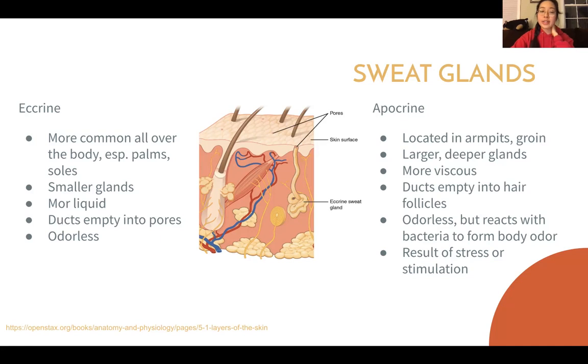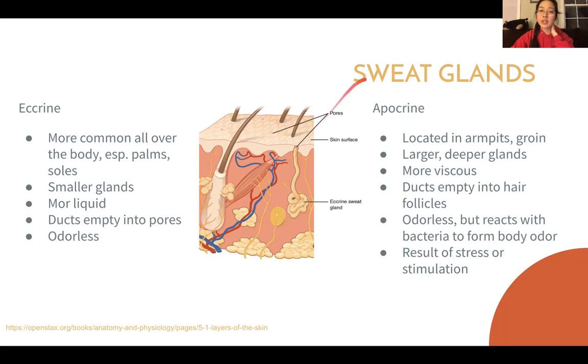Eccrine glands are smaller in comparison to apocrine glands. The secretion that they produce is more liquid. And I just noticed I have a typo there. I apologize. They also empty directly into pores at the surface of the skin. So you'll notice here, just tiny little holes, openings at the surface of your skin. And the secretions that they produce are odorless.